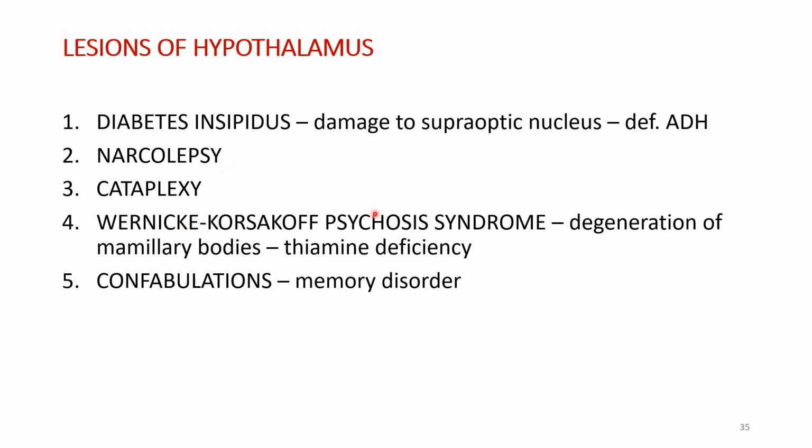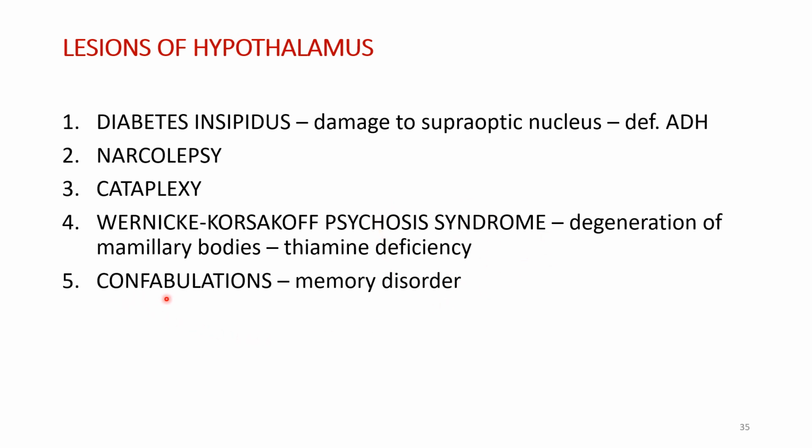Then coming to Wernicke-Korsakoff psychosis syndrome. It is due to degeneration of the mammillary bodies because of thiamine deficiency. It is mainly because of taking alcohol, and it has a triad of ophthalmoplegia, ataxia, and global confusion. This syndrome is an emergency condition in which 100 mg of thiamine is given intramuscularly.